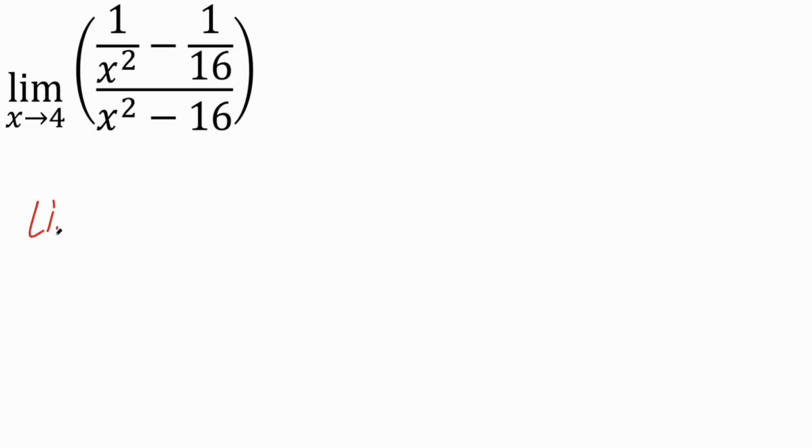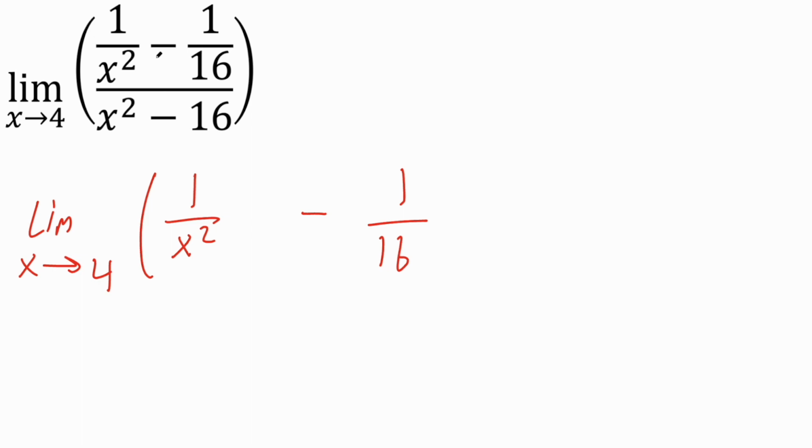So what I could do is get a common denominator for the top and the bottom, and let's see if stuff cancels out. So what I'm going to have is parentheses 1 divided by x squared minus 1 divided by 16. Now, if I want this top part to have a common denominator, I can multiply this piece by 16 and divide this piece by 16. Likewise, multiply this piece by x squared and divide this piece by x squared. And the thing is, 16 divided by 16 is 1, so we're not making any actual changes. And x squared divided by x squared is also 1, so we're not making any actual changes.